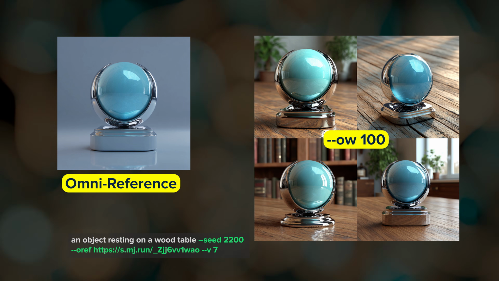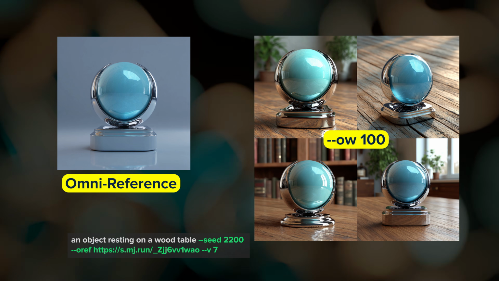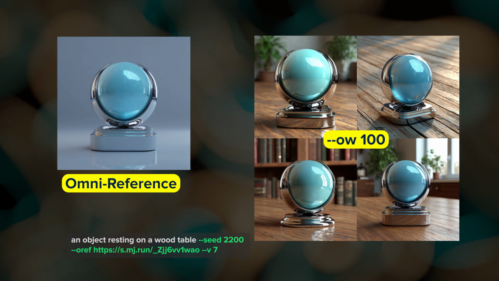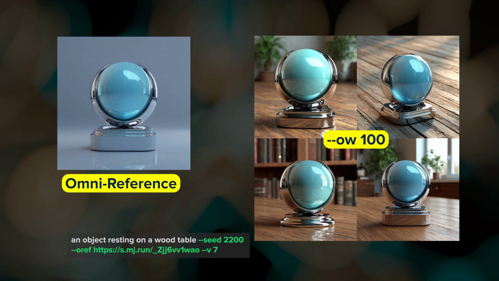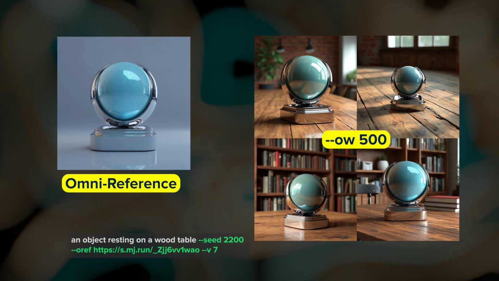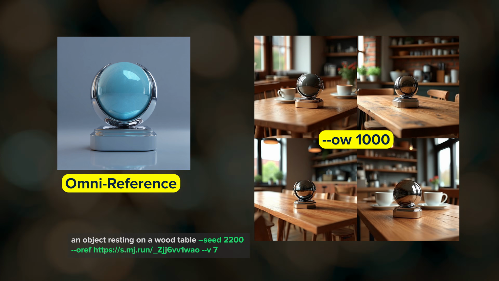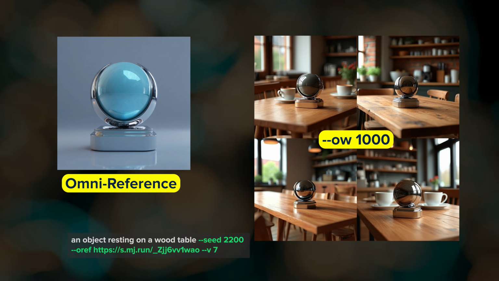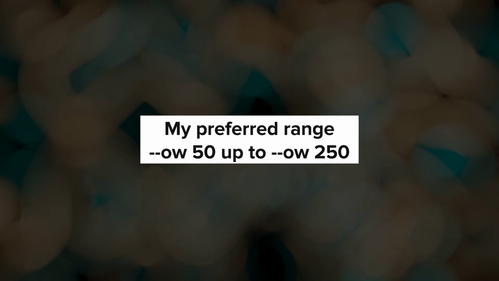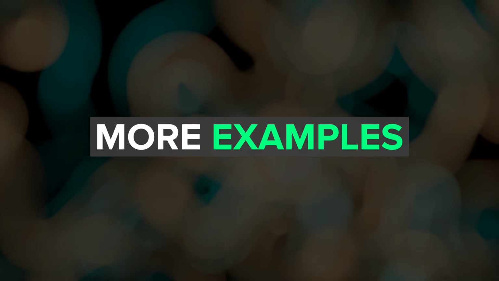So 100 is a great default value for Omni-Weight, but just know that you might need to make some adjustments depending on what type of result you're trying to get. At times, I have noticed some quality degradation and just weird things that start to happen when OW is higher than about 400 or 500, so be careful with using those higher weights. For me, the best range has been between 50 and 250. Let's go through some more examples.